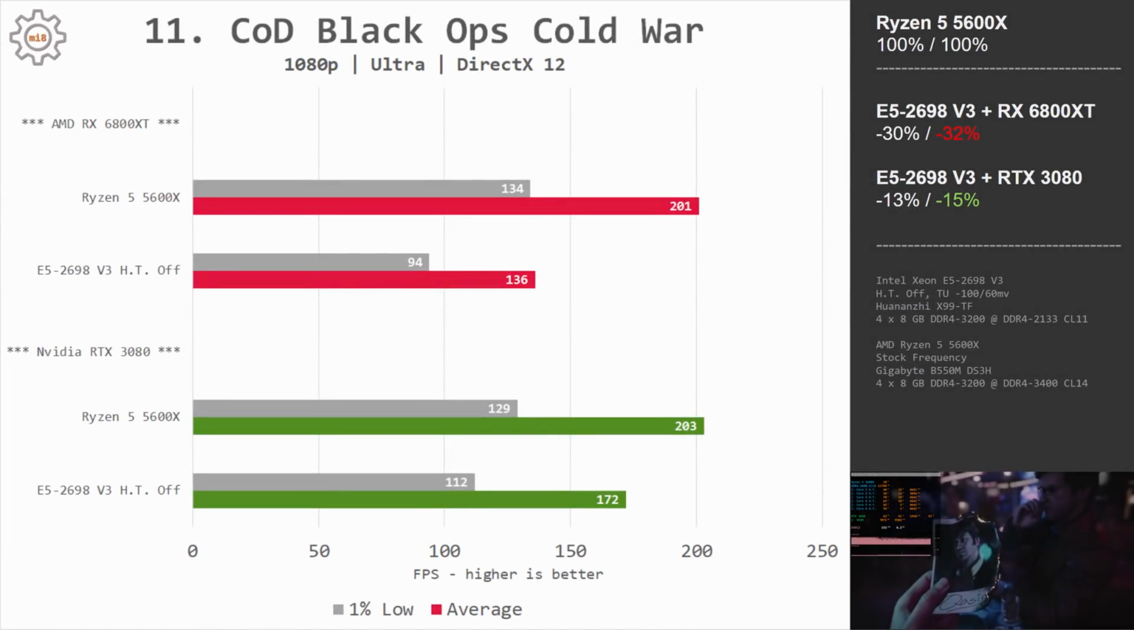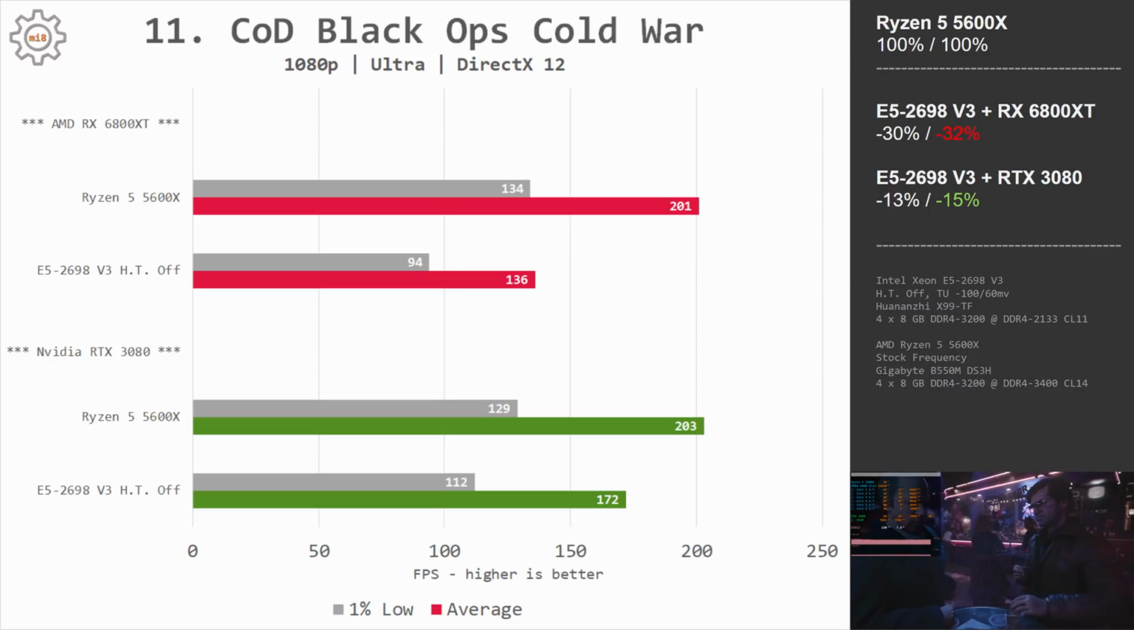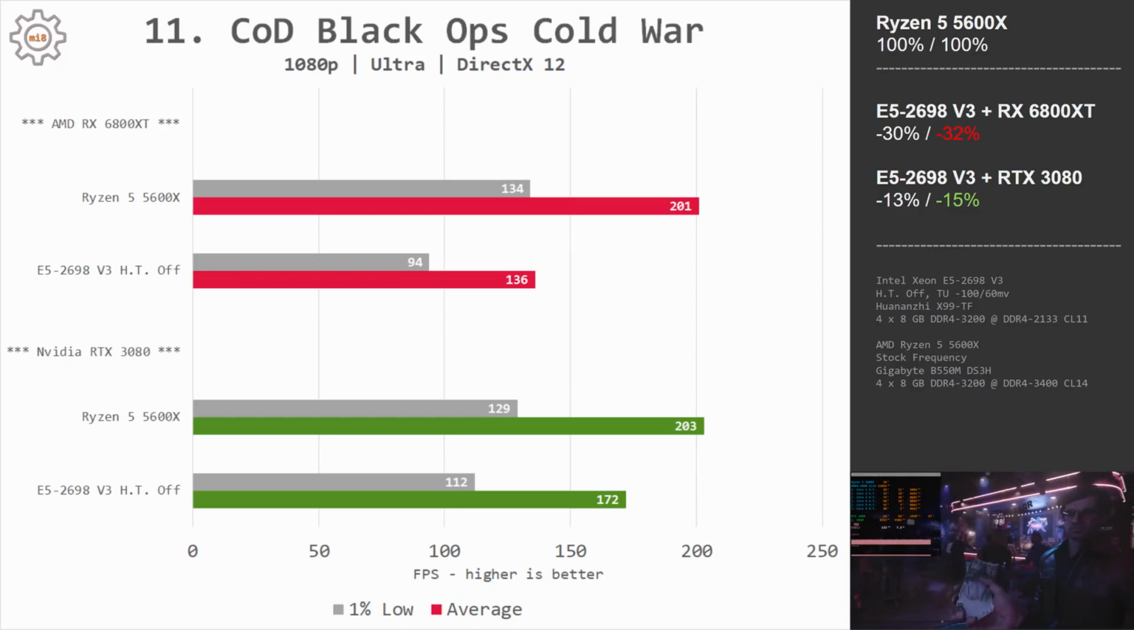Call of Duty Black Ops Cold War. One more game where Xeon E5 loses 30-32% with AMD RX 6800 XT, but the gap shrinks to 13 and 15% with Nvidia RTX 3080. Black Ops Cold War is a rather new game and it uses DirectX 12 API. Thus, we can see that it's not related to DirectX 12 or DirectX 11. Some games are better optimized to use AMD plus AMD, other games are better optimized to use Nvidia plus Intel.